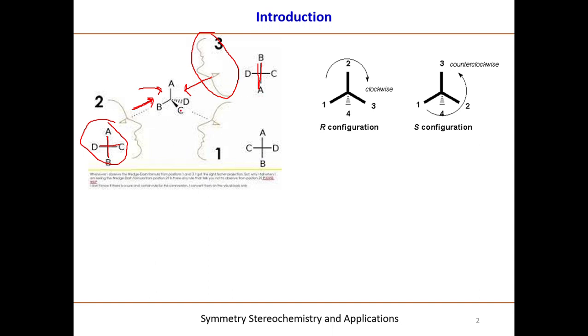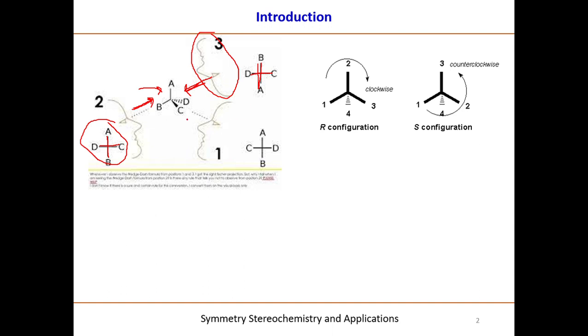Now let's talk about C and D. Here you can see C is on the right side because it's above the plane. You have to look from this side only. So C is on the right side and D is on the left side, and we will get this result. This is the Fischer projection.